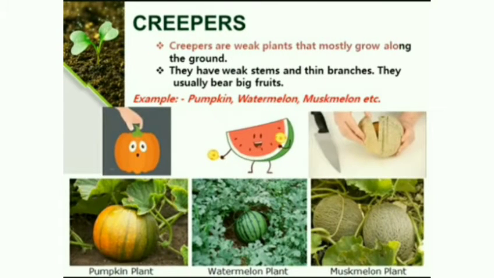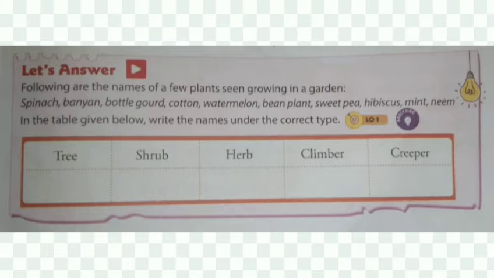Next type is creepers. How can we identify creepers? Creepers are weak plants that mostly grow along the ground. They have weak stems and thin branches. They usually bear big fruits. Examples are pumpkin, watermelon, muskmelon, etc. So we have seen these 5 types of plants. Complete this, let's answer the questions given on page number 9.